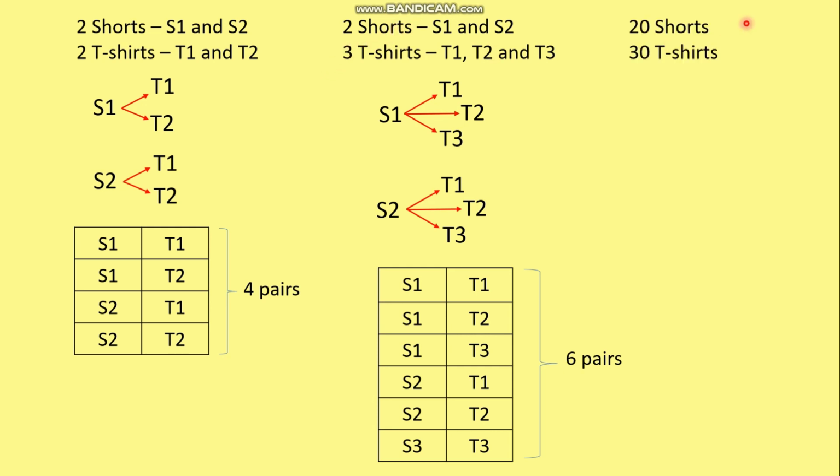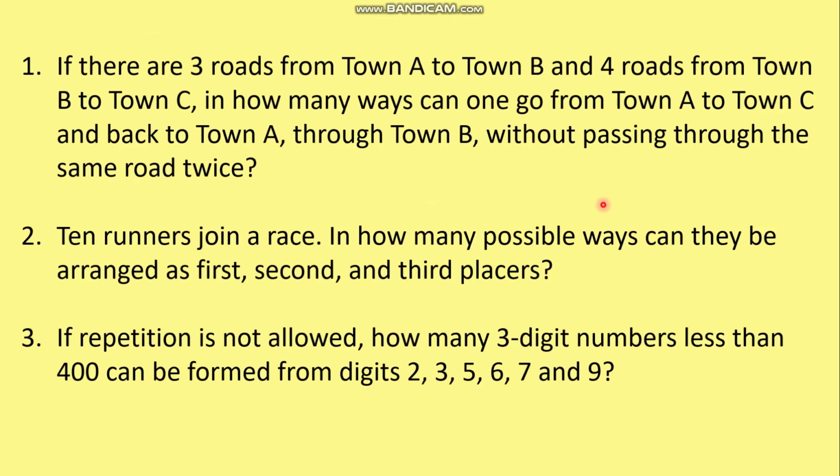So halimbawa meron tayong 20 shorts and 30 t-shirts. So yung number of combinations na magagawa natin dito is simply multiply lang natin yung number of shorts sa number of t-shirts. So 20 times 30, meron tayong 600 pairs na combinations mula dito sa 20 shorts and 30 t-shirts. So okay, i-apply natin ngayon to sa mga problem.